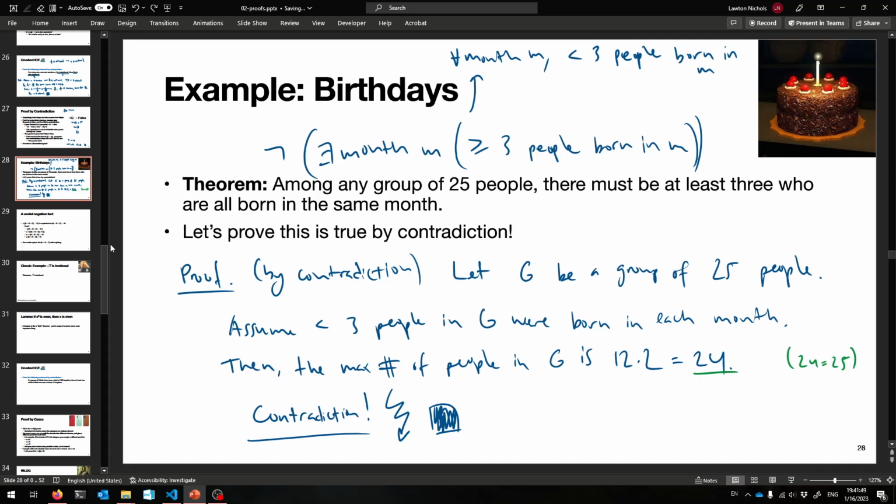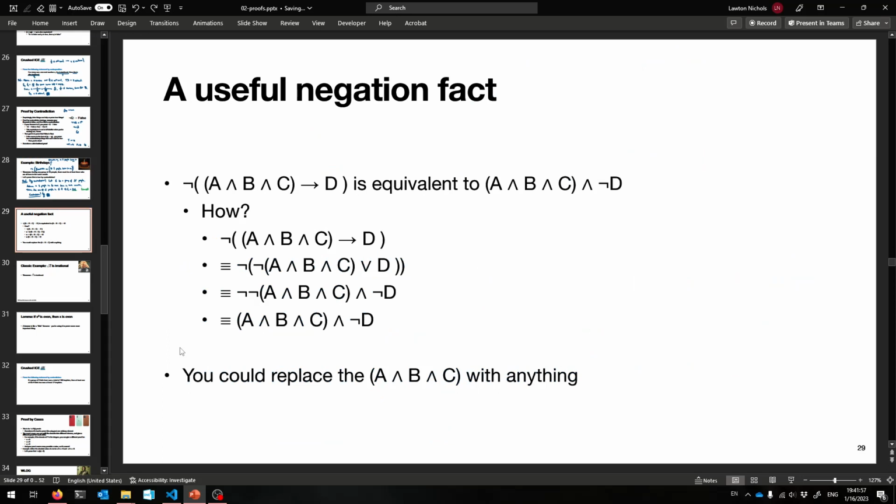Does that make a little bit of sense, hopefully? So we know that among any group of 25 people, there must be at least 3 who are all born in the same month for this reason. Okay? That is the idea. So there's at least 3 of us all born in the same month. Isn't that fun in this class?